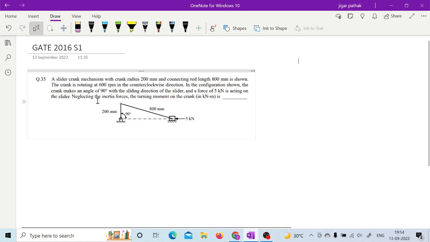The crank is rotating at 600 rpm in the counterclockwise direction. In the configuration shown, the crank makes an angle of 90 degree with the sliding direction of the slider, and a force of 5 kilonewton is acting on the slider. Now neglecting the inertia forces, the turning moment on the crank, in kilonewton meter is, so you have to calculate the turning moment. So can you try this?